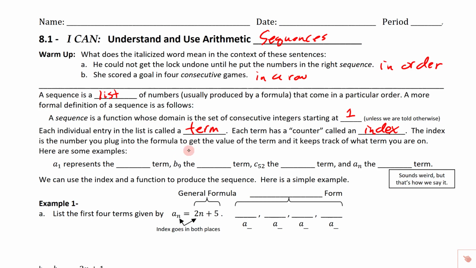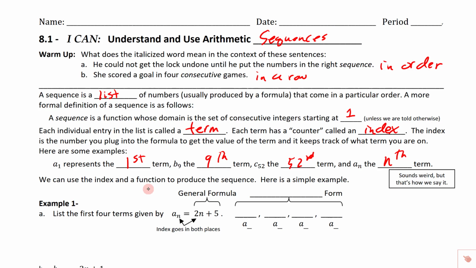Here are a couple of examples. If we say A sub 1, because that's written subscript, notice how it's a little bit smaller and written down below, that represents the first term. B sub 9 represents the 9th term. And C sub 52 would be the 52nd term. And as weird as it sounds, if we say A sub n here, that represents the nth term. Sounds weird, but that's the way we say it.